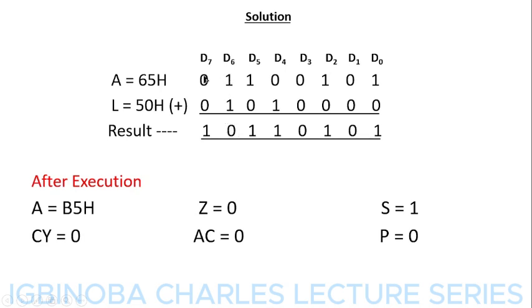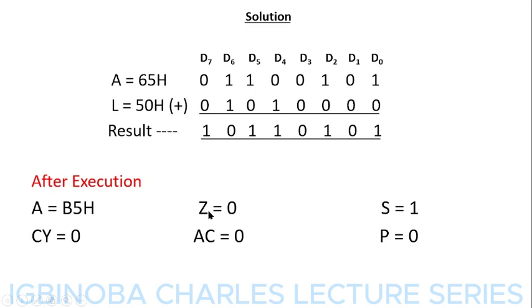So we put what is left here, which is 0. Then we take the carry to D7 to continue the addition. So we have 1 plus 0, 1, 1 plus 0, 1. And this is the result we have. So we now convert this result to hexadecimal. What will be left in the accumulator after execution of that instruction will be A equals B5 in hexadecimal. Then what will be the value of the zero flag?